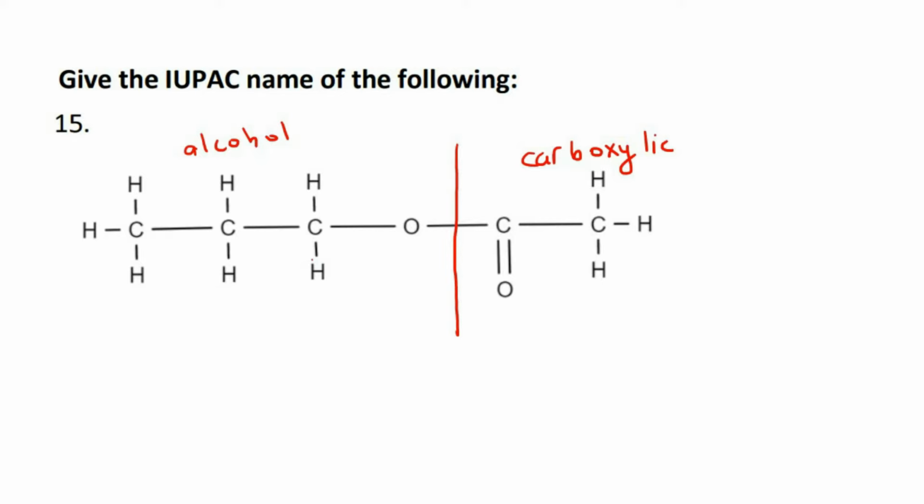So for the alcohol part, it's got 1, 2, 3, so that's prop. Remember, 3 means prop, but then you're going to say propyl. And then the carboxylic acid part is 2, so that's eth. That's eth. But now that's not the name. It's not propyl eth. That sounds weird, right? Esters always end with anoate. So we're going to say anoate. So the name of this molecule is propyl ethanoate, whatever you're comfortable with.